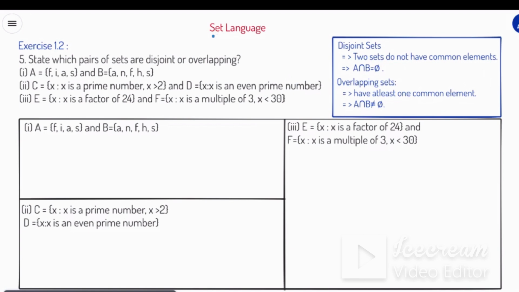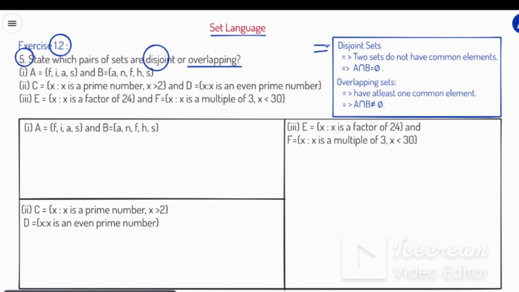Hi everyone. Let us start with Set Language exercise 1.2, question number 5 today. State which of the pairs of sets are disjoint or overlapping. So first we have to check what is the meaning of these two things, disjoint or overlapping.